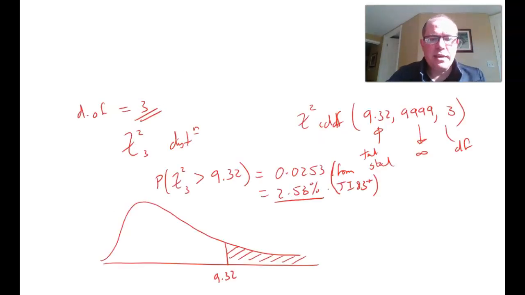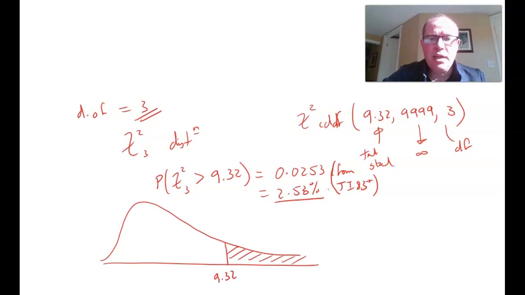Now don't forget to always draw the picture of the chi-squared distribution. It's positively skewed, the chi-squared 3 distribution. Show your test statistic, 9.32, and we want to know the probability, the p-value, of getting 9.32 or greater. It's always one-tailed in chi-squared, because obviously we squared everything.